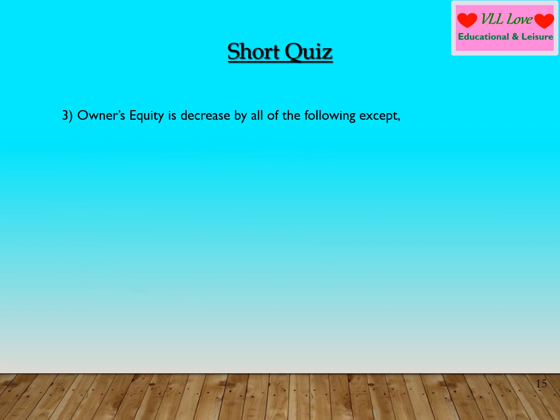Question number 3. Owner's equity is decreased by all of the following except letter A, owner's investment, letter B, owner's withdrawal, and letter C, expenses. 5 seconds. Very good. The answer is letter A.